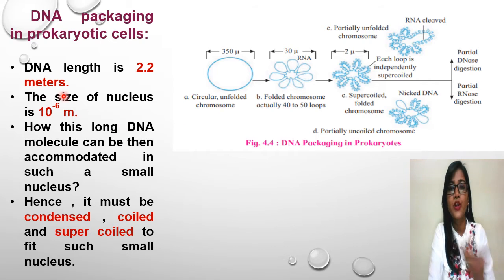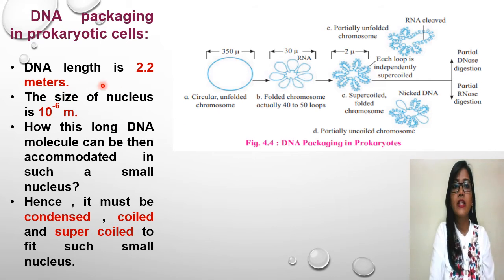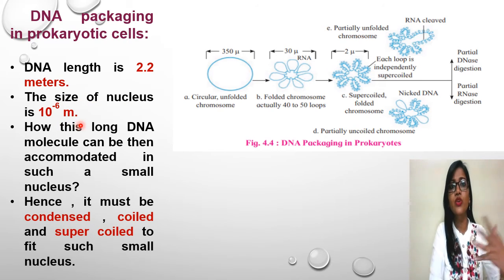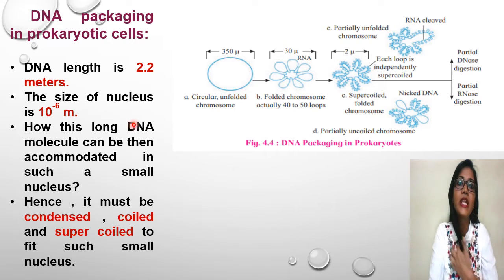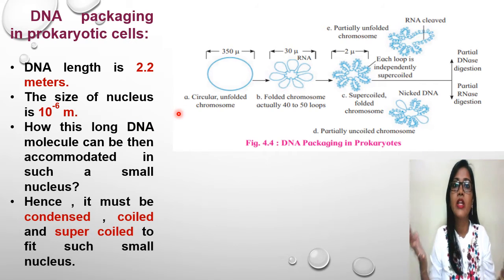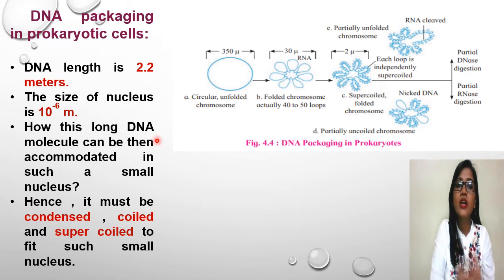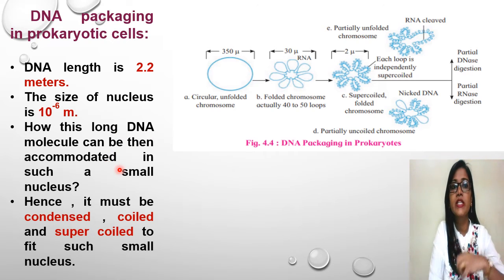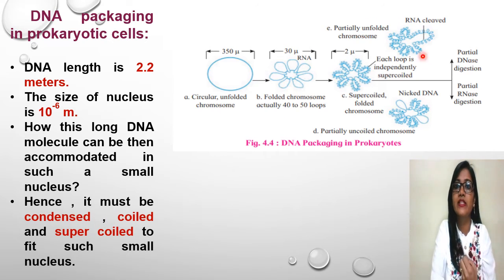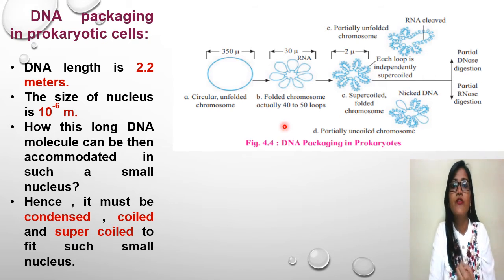Why it is required I have already explained: the DNA length is about 2.2 meters and the size of the nucleus is 10 to the minus 6. You can just imagine how large the length of the DNA is. This long DNA molecule has to be accommodated inside the prokaryotic cell, which is very small in size, so it must be condensed. There is condensation, there is coiling, and there is supercoiling, which occurs for the packaging of the DNA in the prokaryotic cell.